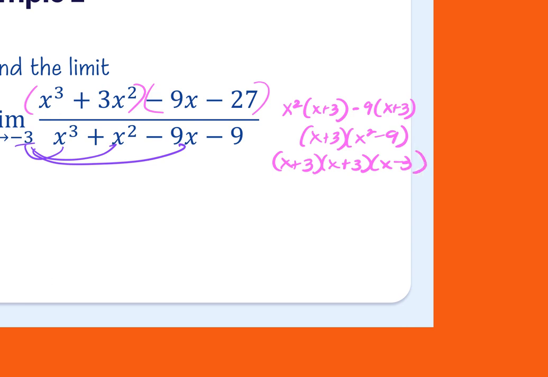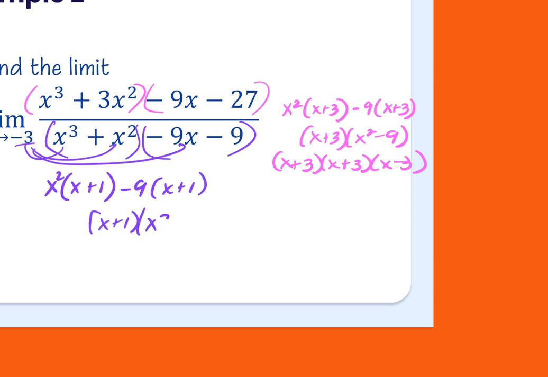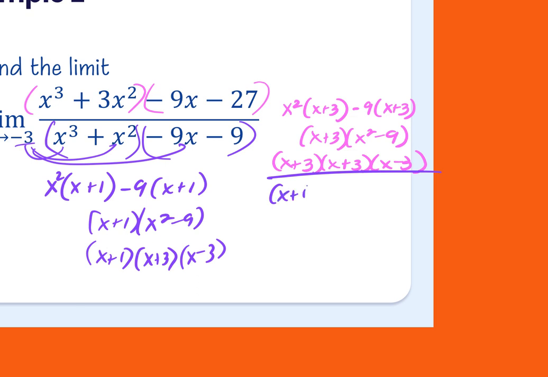That's my numerator. My denominator, I'm also going to factor by grouping. From the first set, I can take out the x squared, and I get x plus 1. Second set, I can take out the -9, x plus 1. And again, it factors x plus 3, x minus 3. So my denominator is those 3. So now this is my updated function.